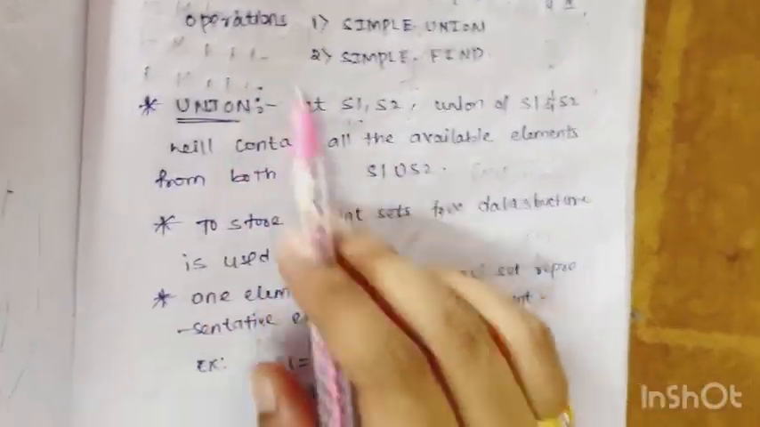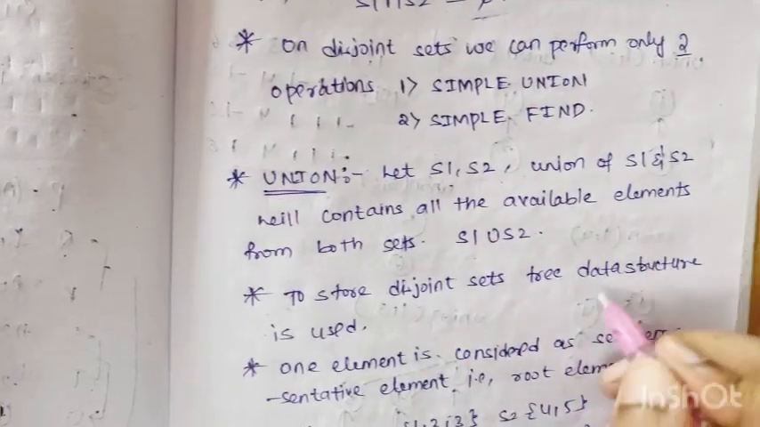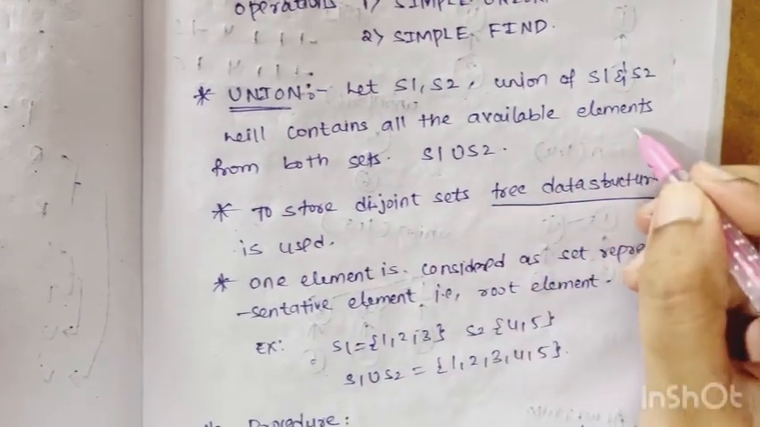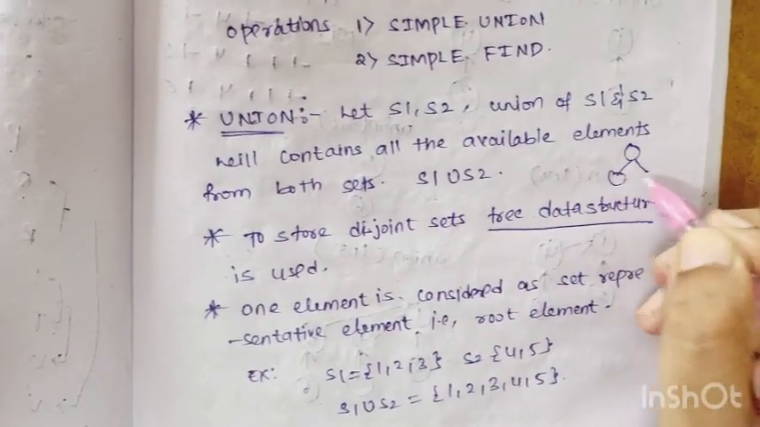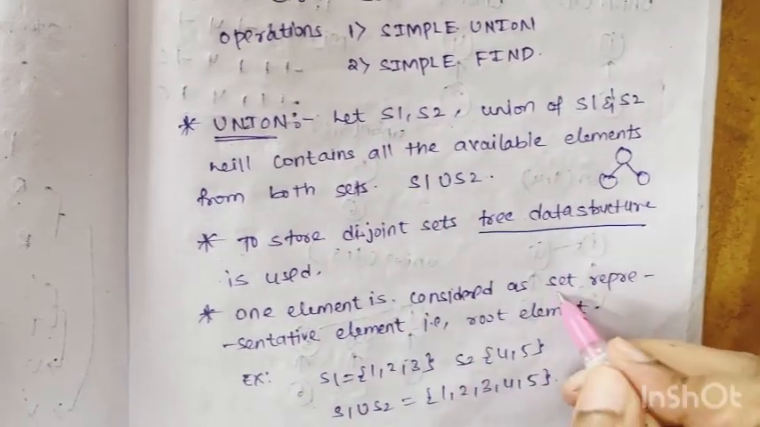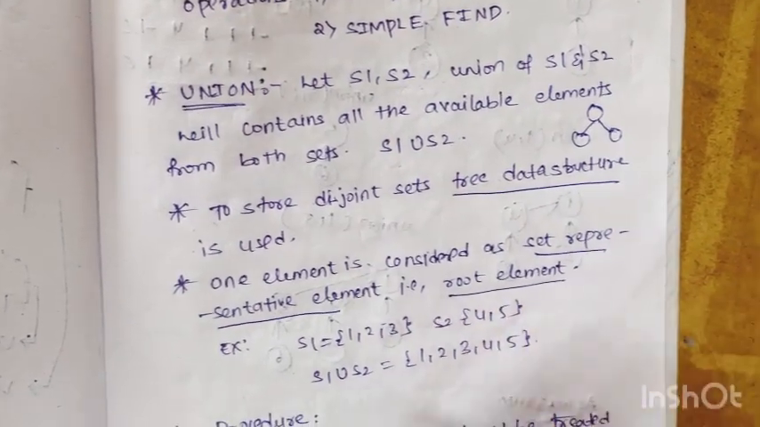To store these disjoint sets, or while performing simple union or simple find, we will use a tree data structure. In a tree data structure we have the root element and child elements. And we have to take one element from these sets as the set representative element. That set representative element is called the root element.